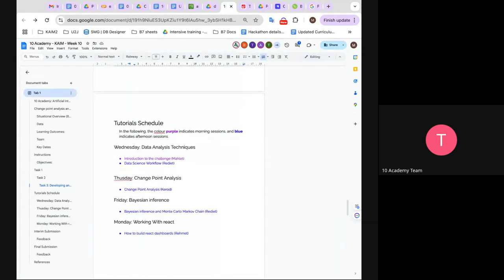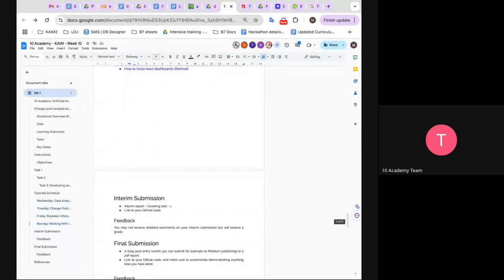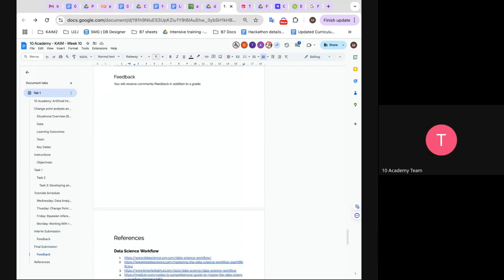As usual, there will be tutorials on the data science workflow, what change point means, how you can use Bayesian inference and Markov chain Monte Carlo models, what they really mean, how they interrelate with this specific project, and how to build a React dashboard. For submissions, as usual, we have the interim submission and the final submission. Based on that, if you have any question, you are welcome.